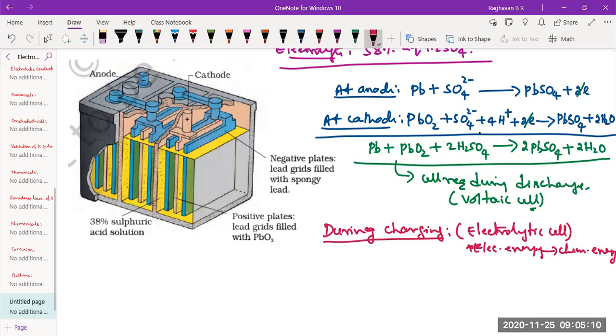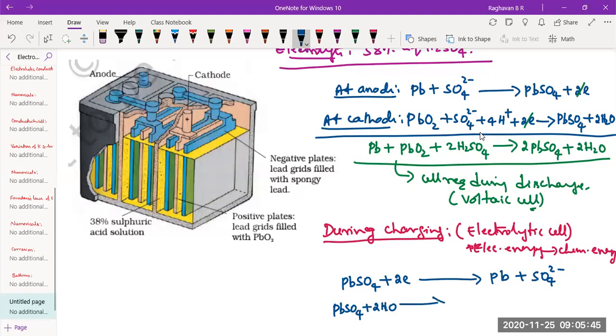Okay. So will it be sufficient if I just reverse these reactions and write, like for example, during recharging, both reactions get reversed. So I would write PbSO4 plus 2 electrons, products become reactants, reactants become products, Pb plus SO4 2 minus, and I'll write the second reaction reversed, PbSO4 plus 2H2O giving rise to PbO2 plus SO4 2 minus plus 4H plus plus 2 electrons. So is it sufficient enough? Shall I write the first reaction as anode, second reaction as cathode?